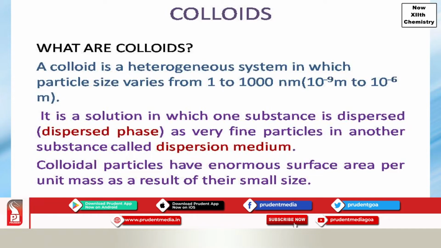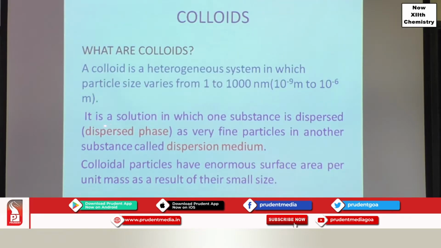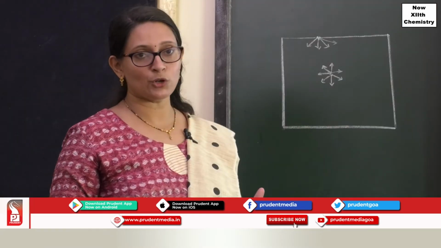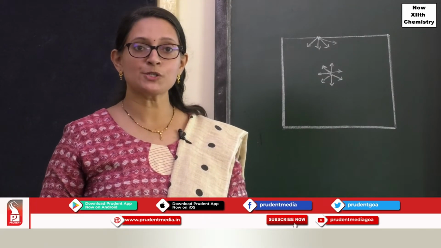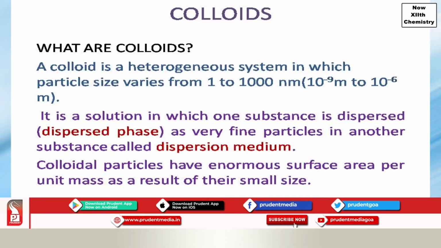Now this colloidal system has two terms which we will frequently use, that is dispersed phase and the dispersion medium. The particles of the dispersed phase are always dispersed in very fine form in what is called the dispersion medium. Dispersion medium is always in a larger quantity, whereas dispersed phase is always in a smaller quantity. Colloidal particles have enormous surface area per unit mass as a result of their small size.